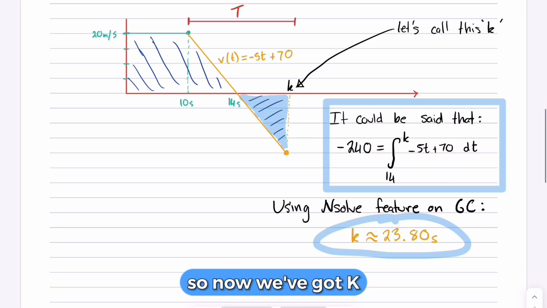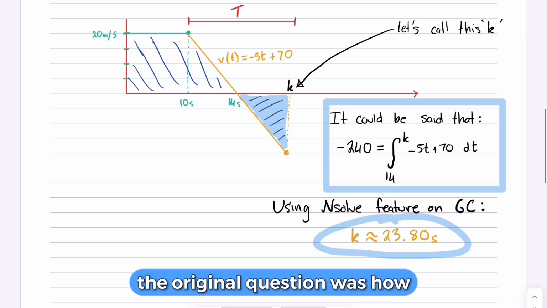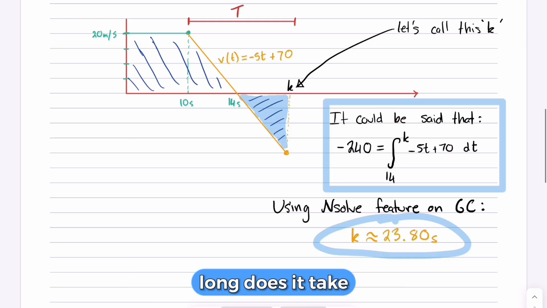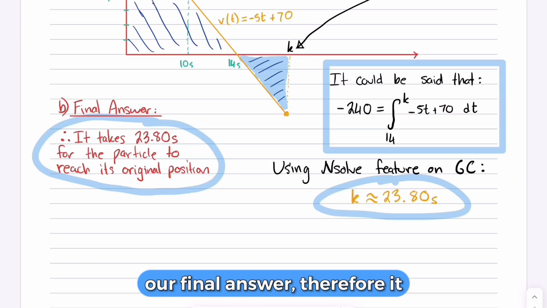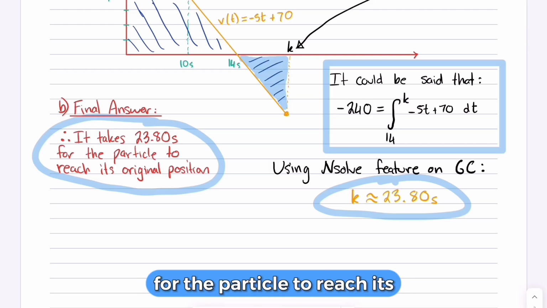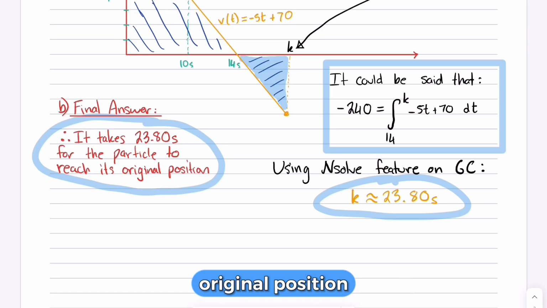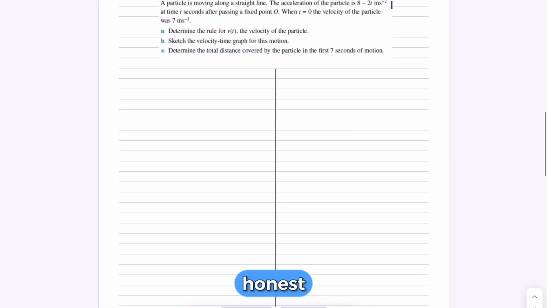So now that we've got k, which is 23.80, the original question was how long does it take for this object to get back to its original position? So we could say, as our final answer, therefore it takes 23.8 seconds for the particle to reach its original position.